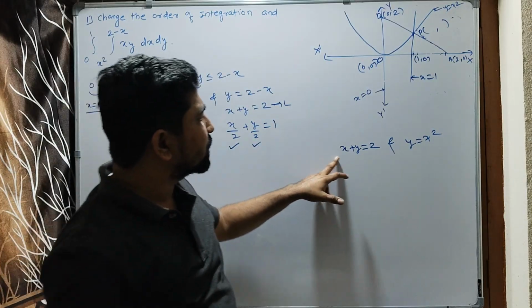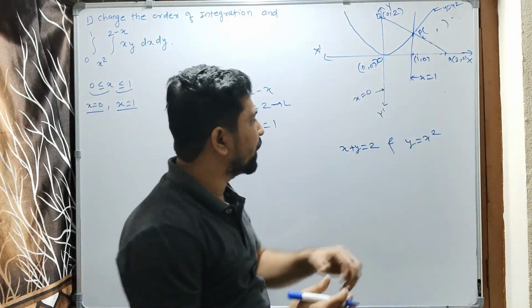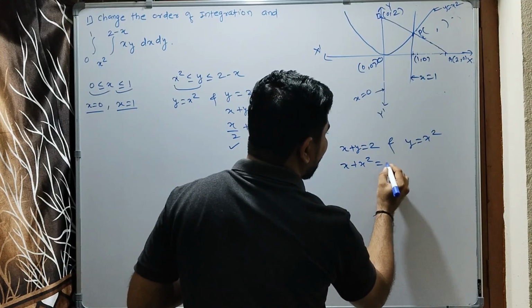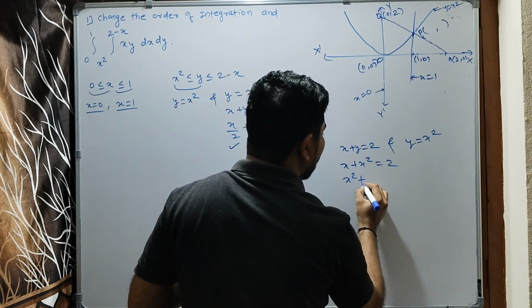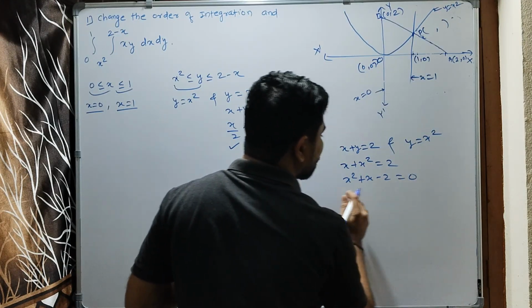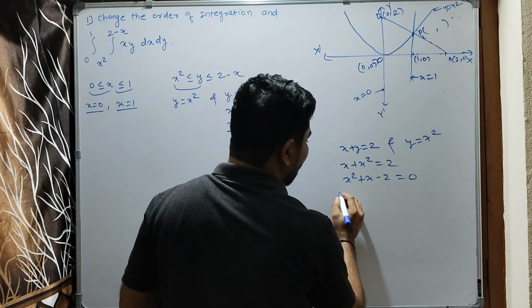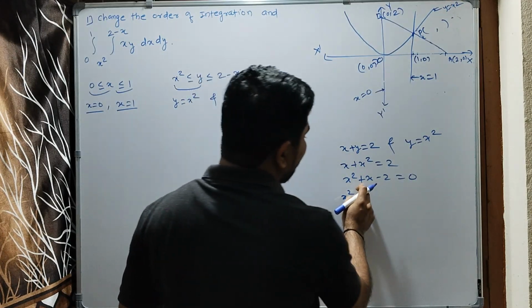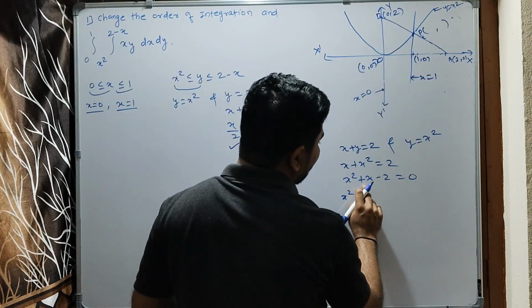Now x plus y equal to 2, and y equal to x square. So just put x plus x square equal to 2, therefore x square plus x minus 2 equal to 0. Now find the roots. For x square, the product is minus 2 and the sum is plus 1.